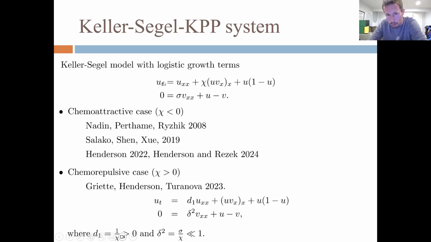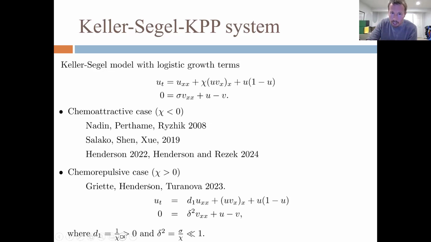Now, the U component is really just a Fisher-KPP type equation, but there's also this chemotaxis term. You can think about this as a flux term that, depending on the sign of chi, is going to push the bacteria either up the gradient or down the gradient. The case when chi is negative is called the chemoattractive case, where the flux pushes the bacteria up the gradient. When chi is positive, this is the chemorepulsive case, and it's going to push things down the gradient.